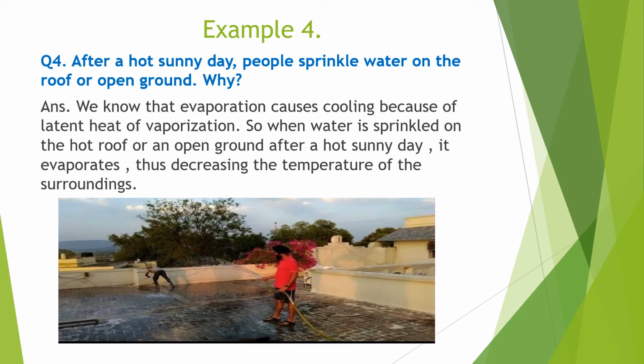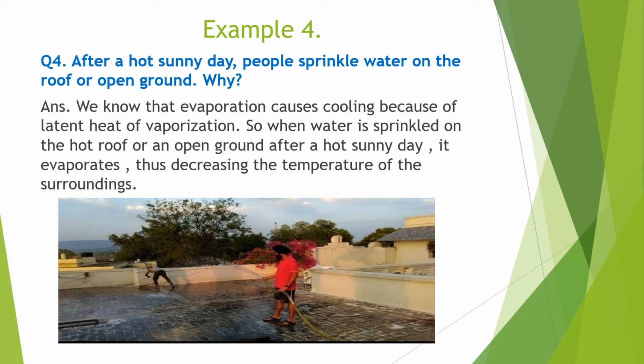So when water is sprinkled on the hot roof or an open ground after a hot sunny day, it evaporates quickly and thus decreases the temperature of the surroundings, making them cool, because when water is poured, it is gaining energy from the surroundings, from the roof or from the open ground, leaving the surroundings cold. So that's why people prefer to sprinkle water on the roof or an open ground after a hot sunny day. This is another application of evaporation causes cooling.